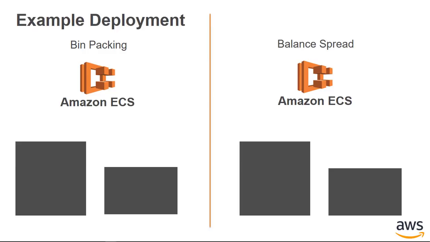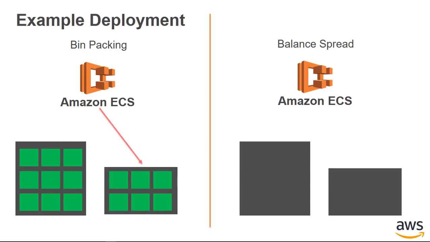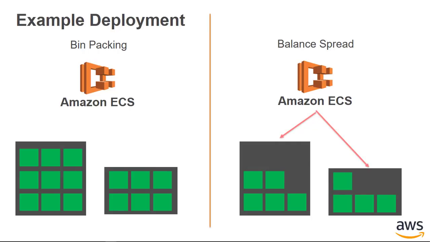ECS has some built-in intelligence. For example, it can define how you are going to place your containers when you deploy them. For example, if you use a bin packing strategy, it will first fill one EC2 instance with available containers, and then it will go into the next EC2 instance. You can also define things like balance spread. So in that case, it will place your containers evenly across the available EC2 instances in your cluster. You can also define your custom algorithms if you want, but it's beyond the scope of this presentation.